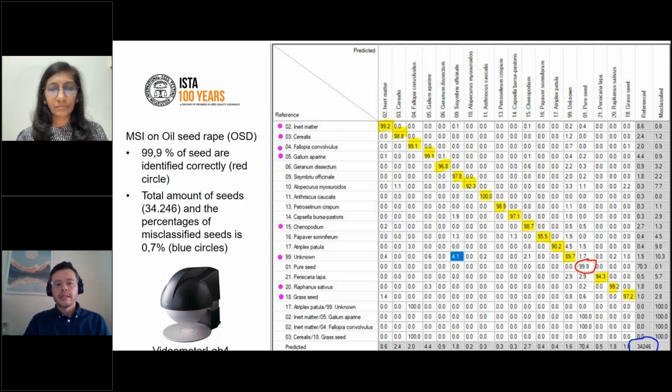And here with these techniques, it's possible also to get very strong numbers easily. So to say, over 34,000 seeds analyzed, misclassified just below 1%. This is done through the use of a Videometer Lab device that we also collaborated with in order to develop these protocols for detection.